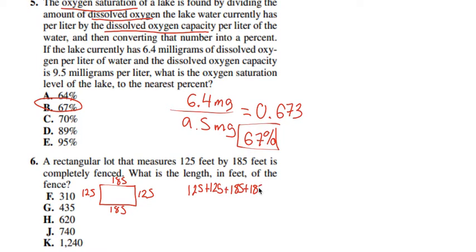And then we're going to find the total fence needed. Or this can also be worded as the perimeter. So let's see, 125 plus 125 plus 185 plus 185 is 620 feet.